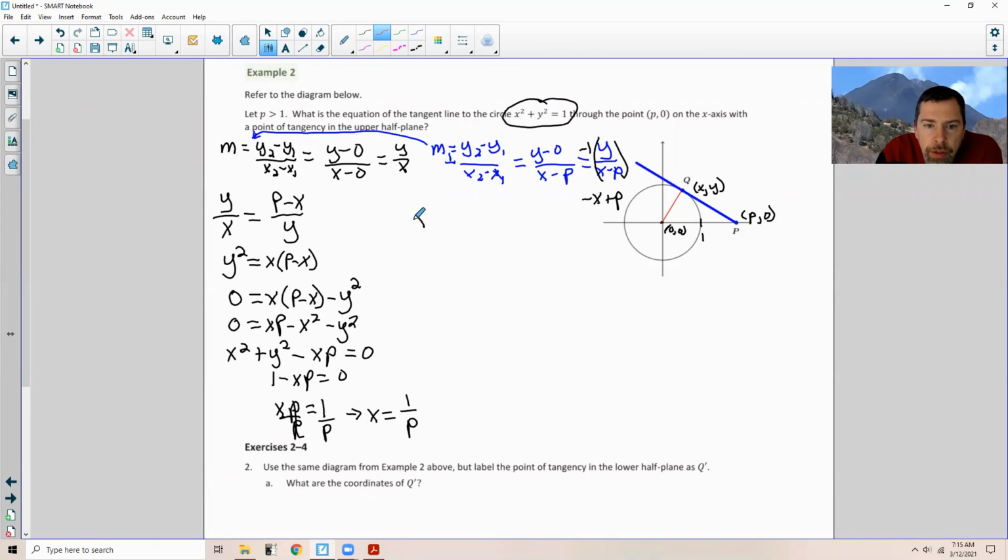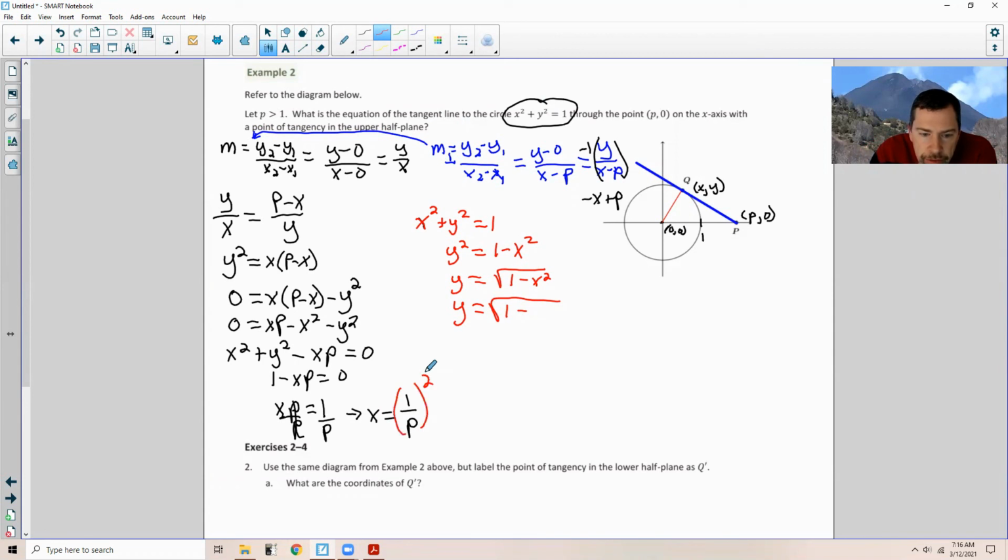If I have x squared plus y squared equals 1, and I want y by itself, I get y squared equals 1 minus x squared. And then when I take the square root, I get y equals the square root of 1 minus x squared. Well, x is 1 over p, so that's going to get substituted in now. So we get the square root of 1 minus 1 over p, squared. It's going to square the numerator, which is still 1 squared, over p squared. Hopefully that makes sense to you, and we'll continue.